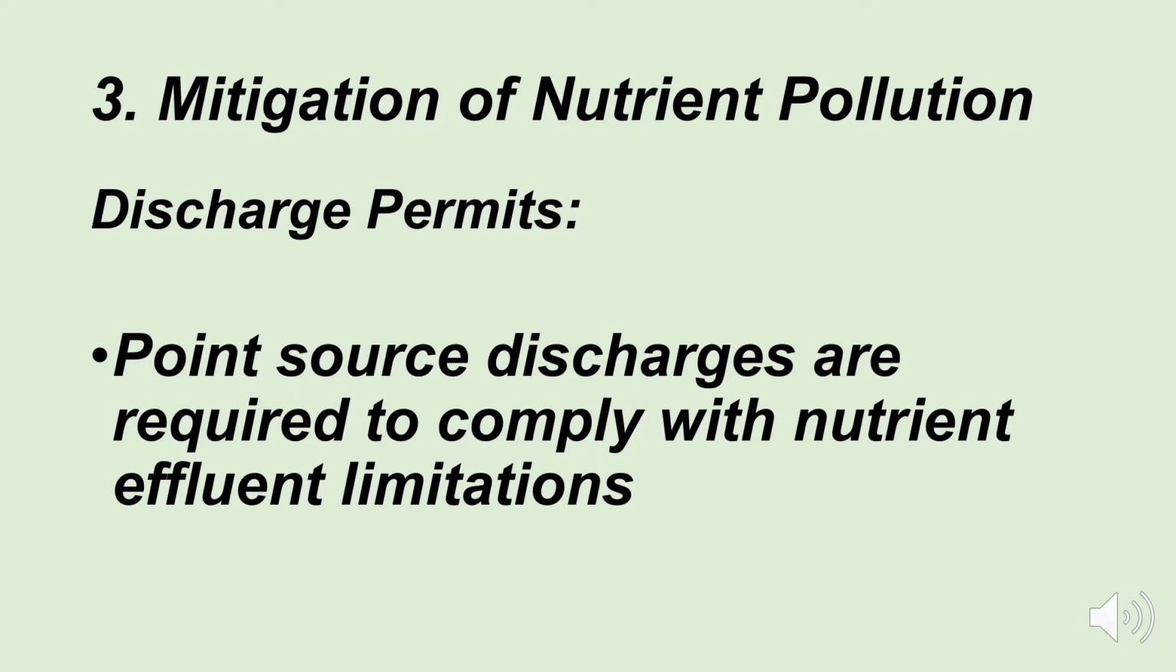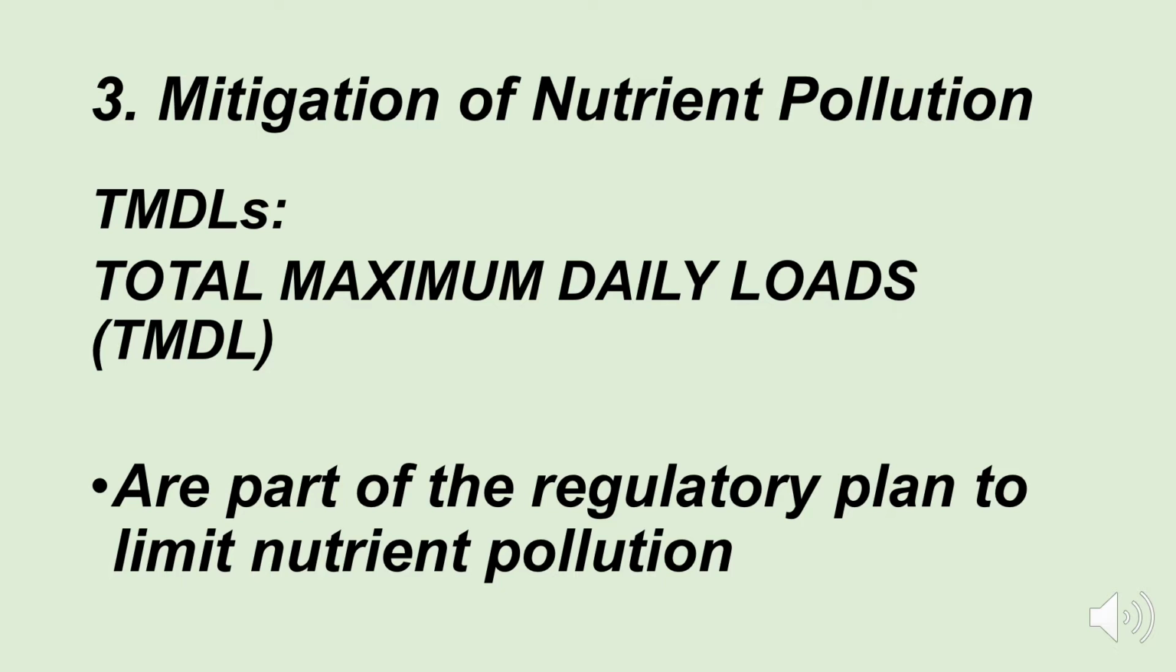One type of way we deal with nutrient pollution is through a process that began in the late 80s in the United States. It's a process where we look at TMDLs. TMDLs is an acronym for the total maximum daily load of a particular pollutant. TMDLs are part of a regulatory program to limit nutrient pollution.